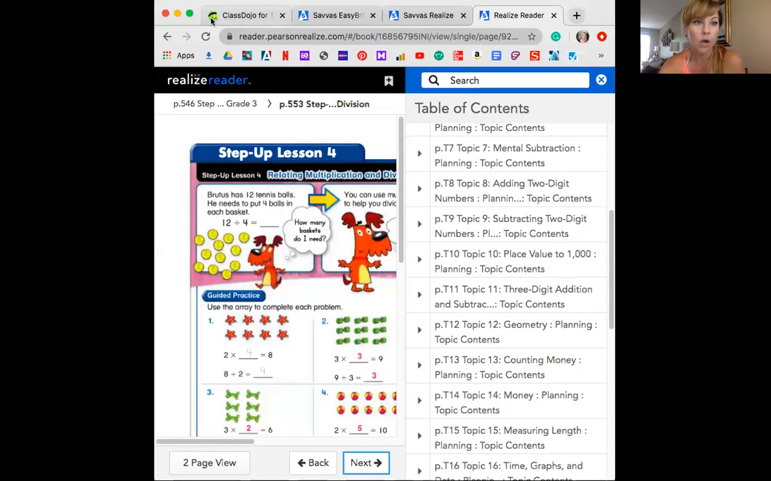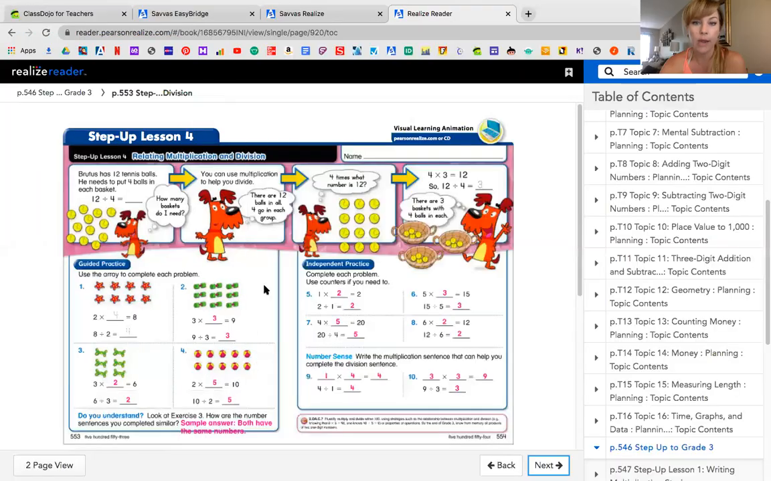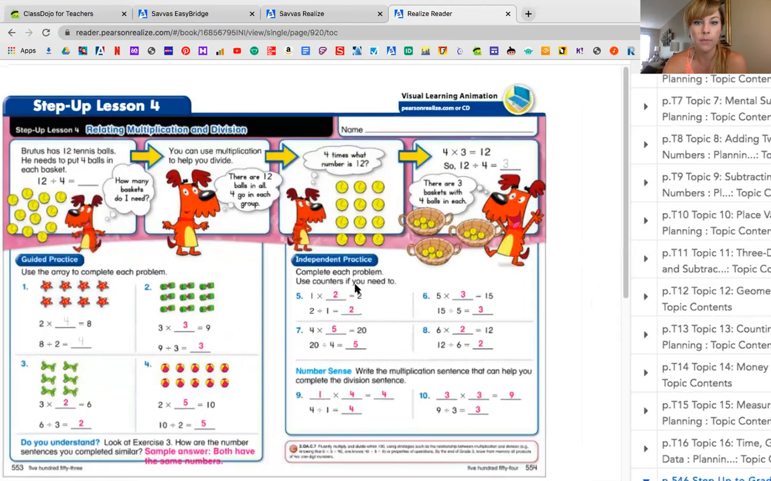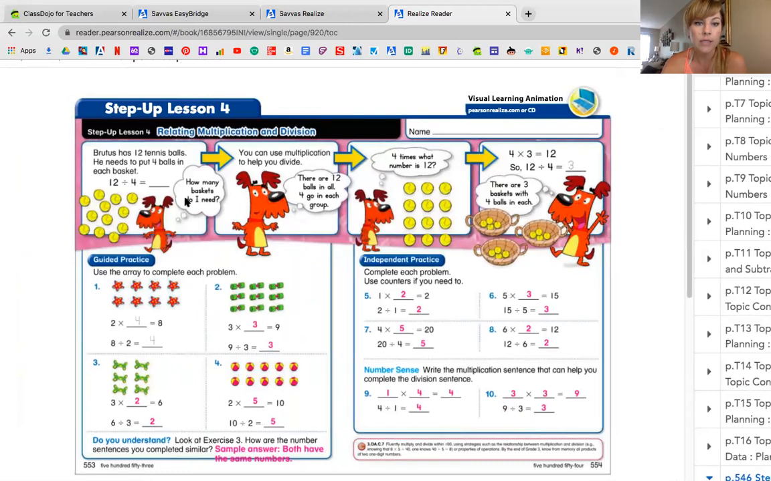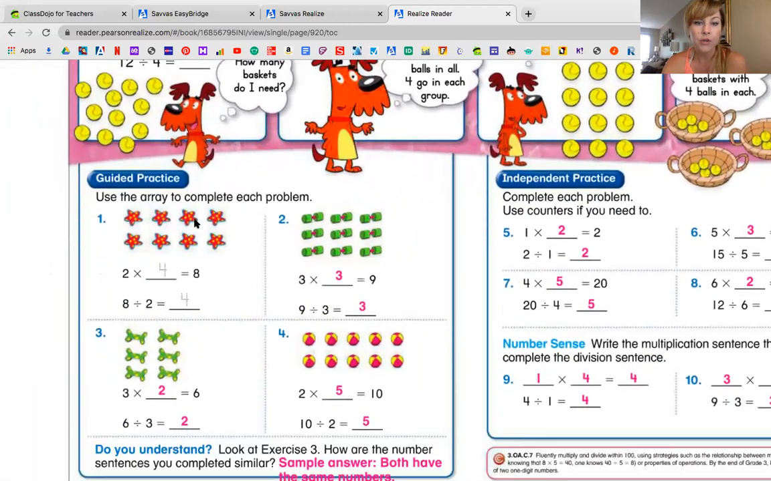All right, so here is my Step Up to Third Grade. Let's see if I can zoom in a little bit. Okay, so this is for lesson 4. As you can see, they have an array for you. We've learned about arrays with repeated addition. Remember, an array is when the same amount of objects or numbers are placed in rows that go across and columns which go down. So this repeated addition sentence would be 4 plus 4. There are 2 rows of 4, so 2 times 4, and a total of 8.